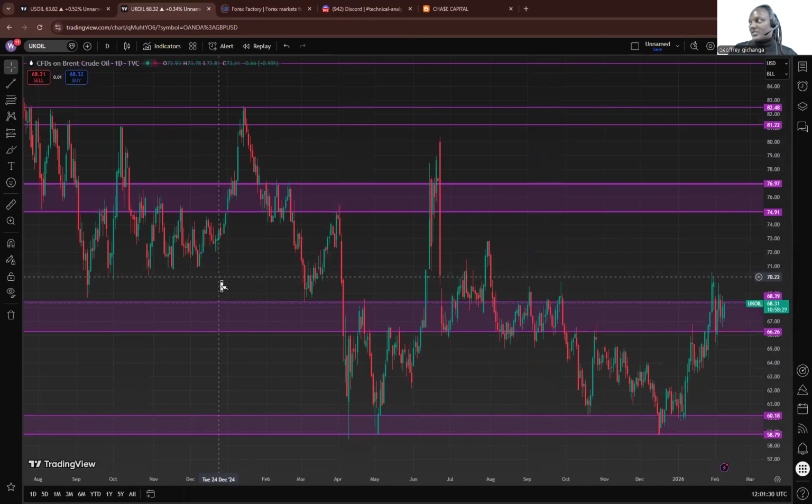First area of interest is this area of 70. The next area of interest is this area of 72.90, or let's say even 72.70 areas, based off these highs right here. All right, so we have that. Then let's have a look at NAS and US30.